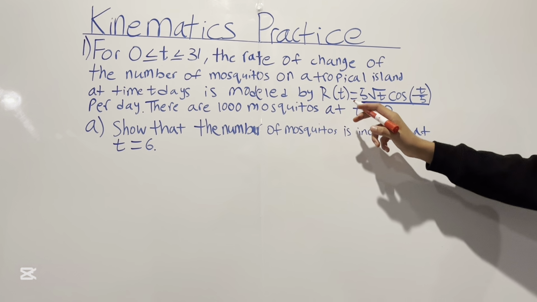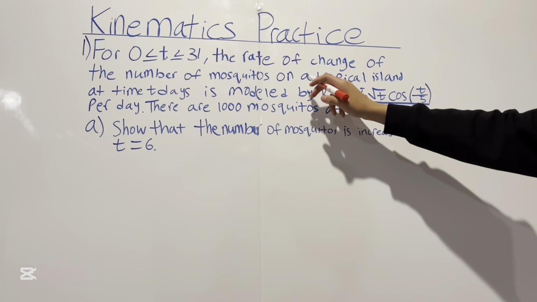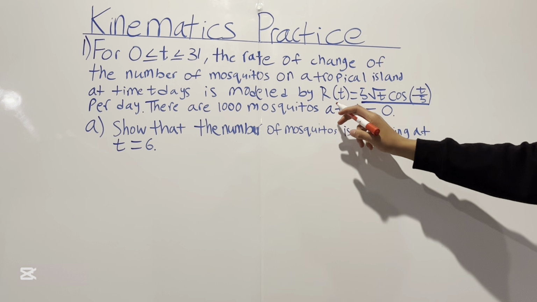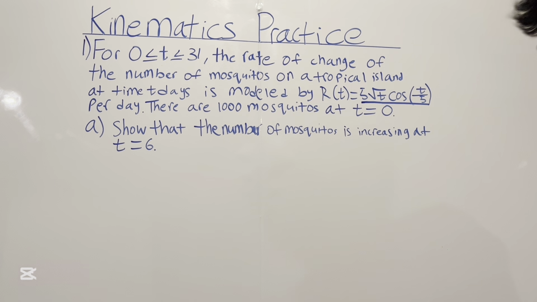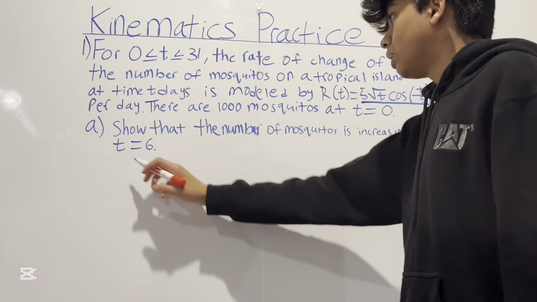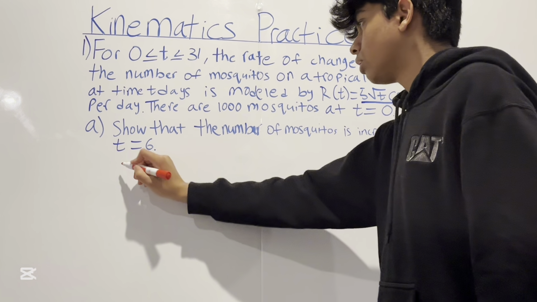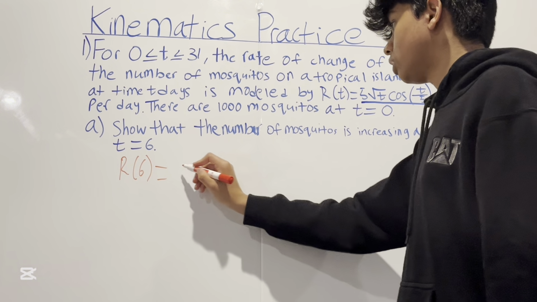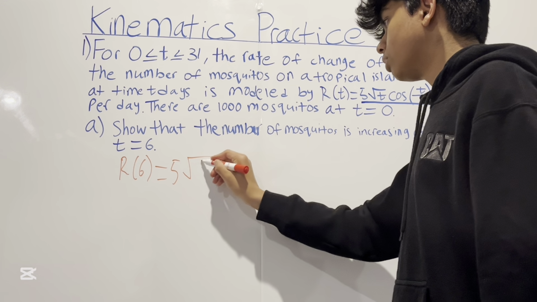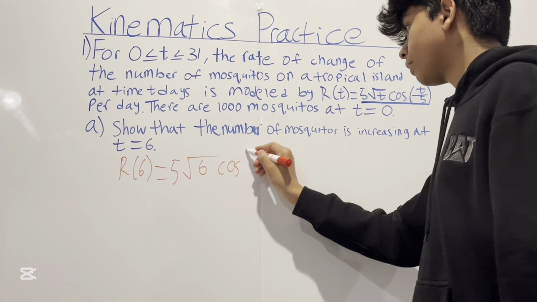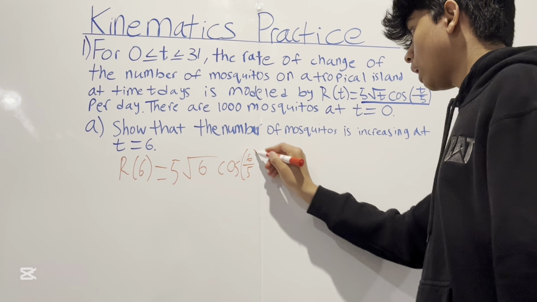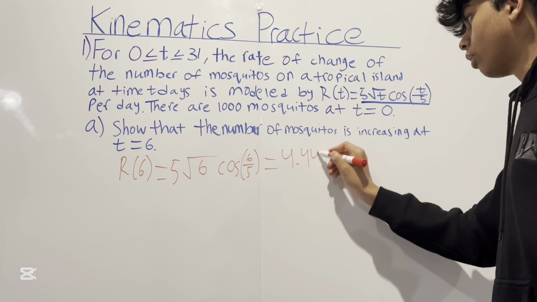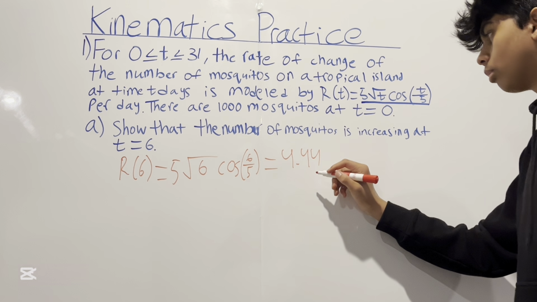Since this equation, r of t, is the rate of change of the number of mosquitoes, this is the only function we have to use. We don't have to integrate it or differentiate it yet. So all we have to do is, since they gave us t equals 6, find r of 6. So plug in 6 into the function. 5 square root 6 multiplied by cosine of 6 over 5. And if you plug this into a calculator, you're going to get 4.44, estimated to be 4.44.